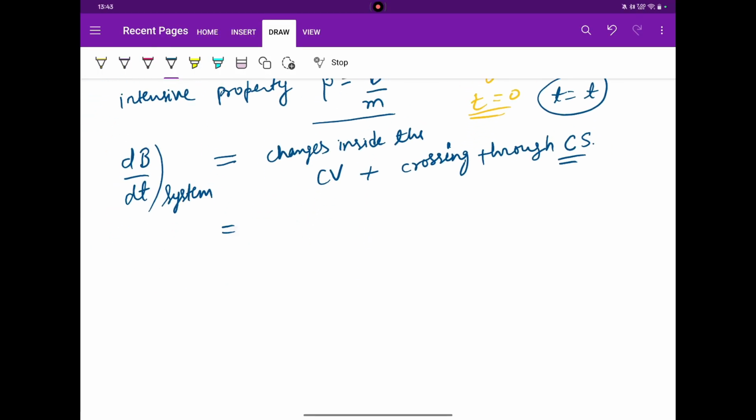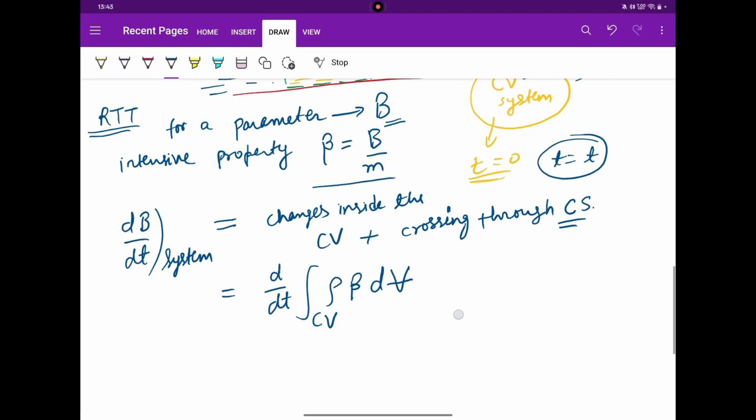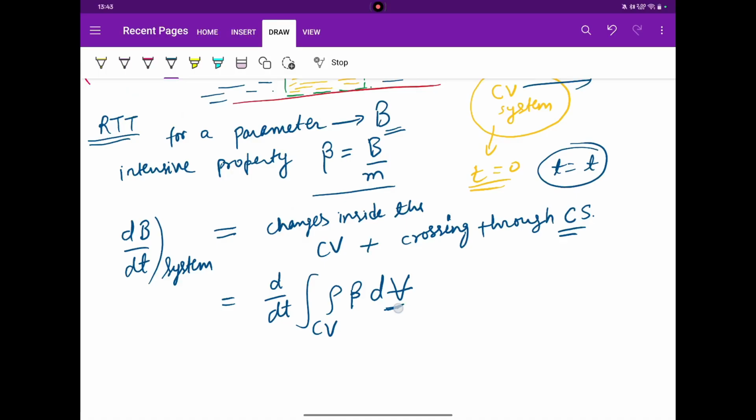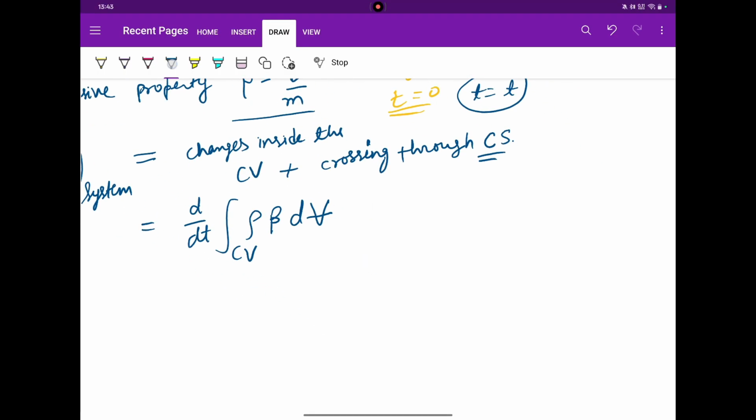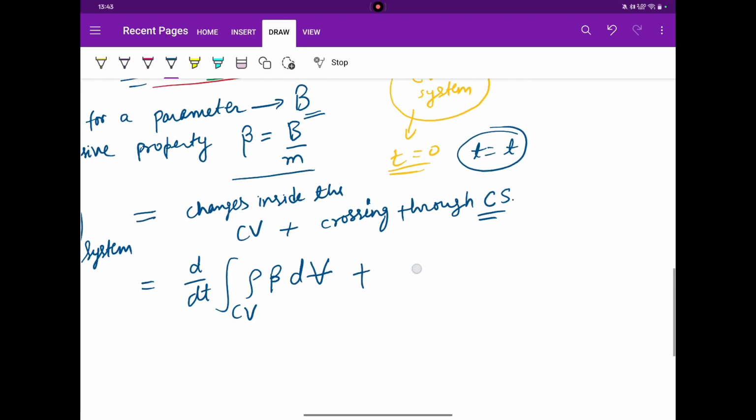So changes inside the control volume, we define it as a rate of change. So we define it as d by dt of the control volume integral of rho into beta into dV. So this V is volume, and beta is the intensive property. And this rho, I think I'm right, is B by mass, and mass upon volume. Take it. All right, and then what would be the property that is crossing through the control surface?